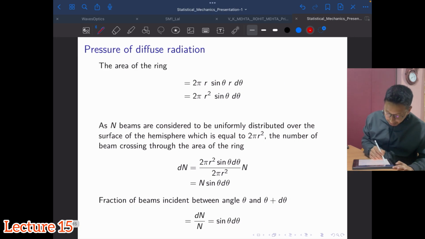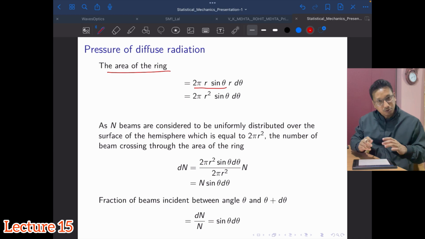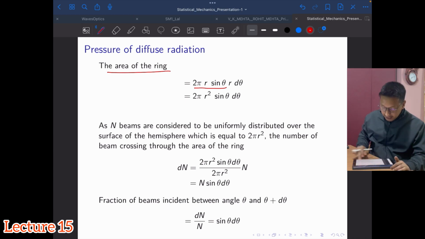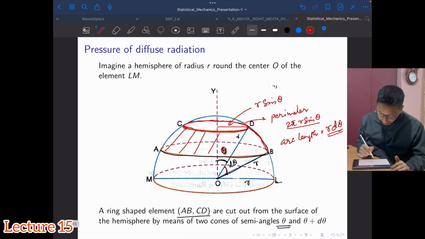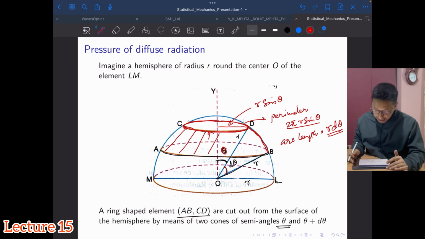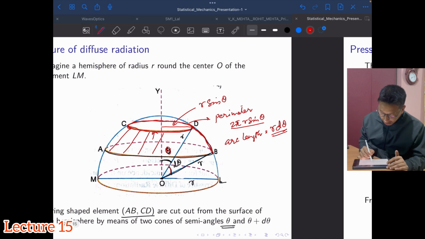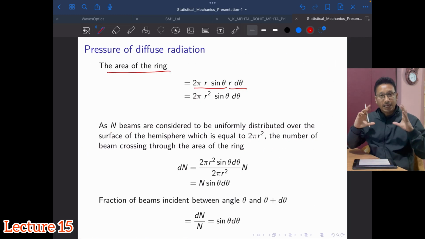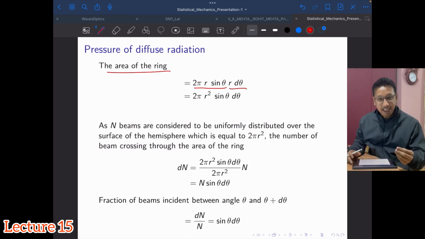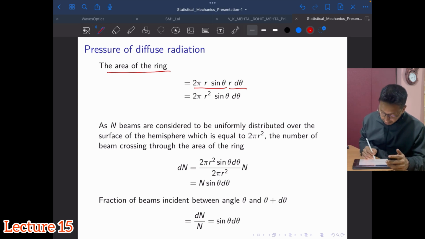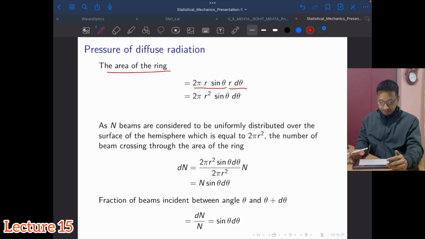So the area of the ring: 2 pi R sine theta, which I have told you is the perimeter of that CD, the upper ring that we have considered here, the perimeter of this circle. And I will multiply it by the arc length, which is R d theta, then I will get the area of this ring shaped element, which will be given by 2 pi R square sine theta d theta.